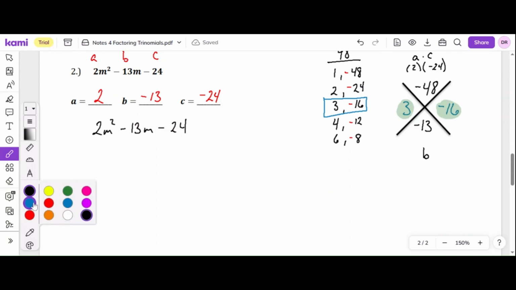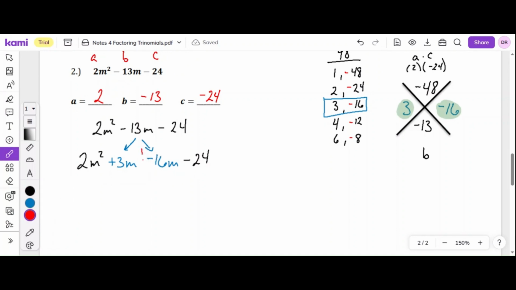We are going to split the middle with the two numbers we just said. So on the left and the right of our chart, we have a positive 3, so I'll put a plus for positive, and a negative 16. And we keep the letter from the middle term, so we're going to put a letter m. At the beginning, we have 2m squared. At the end, we have a negative 24. Those don't change. We just split the middle part up.